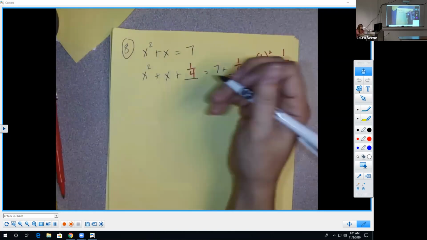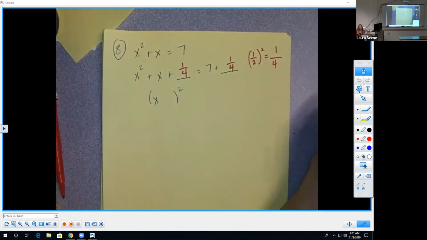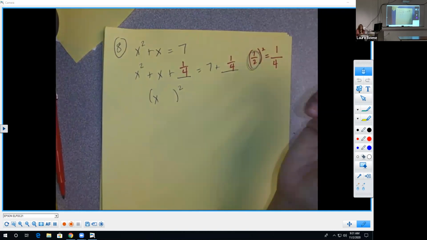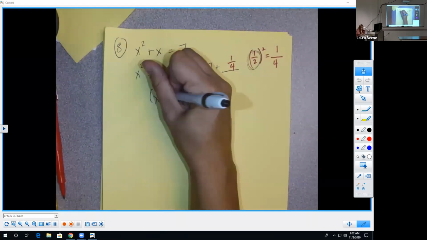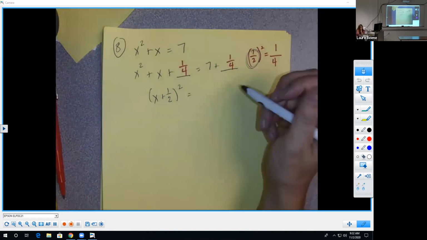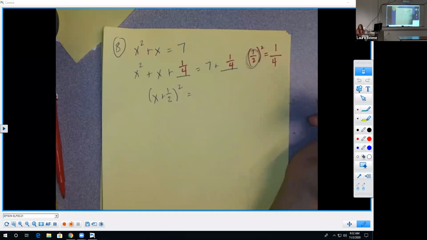On the left-hand side, it factors into x on the inside squared on the outside. What number is also on the inside with the x? Before you squared it, 1/2. On the right-hand side, I'm doing 7 plus 1/4. You could do this 2 ways. 3 ways, actually. You do it on your calculator, right? 7 plus 1/4, math, enter to get a fraction.